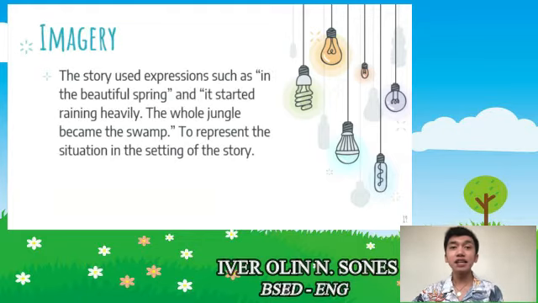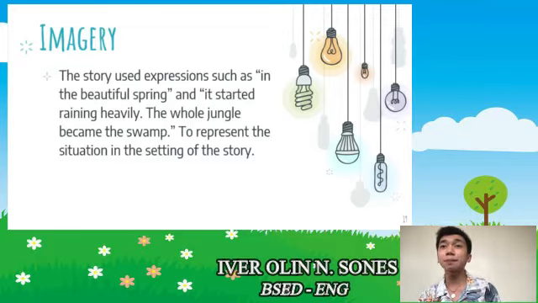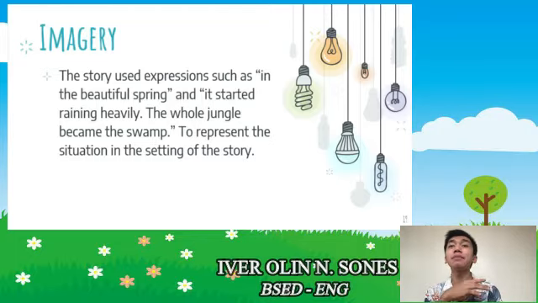Imagery. This is a set of mental pictures or images. It is the use of vivid or figurative language to represent objects, actions, or ideas. The story used expressions such as "in the beautiful spring" and "it started raining heavily, the whole jungle became a swamp," to represent the situation in the setting of the story.